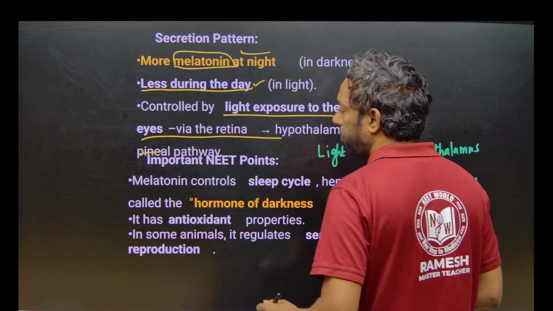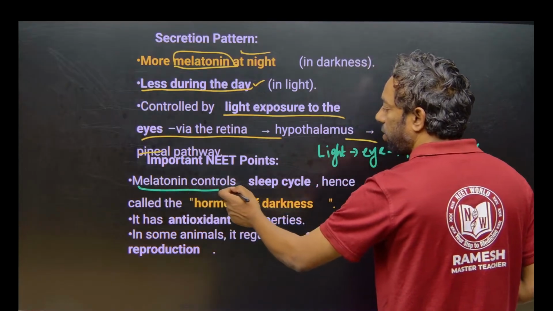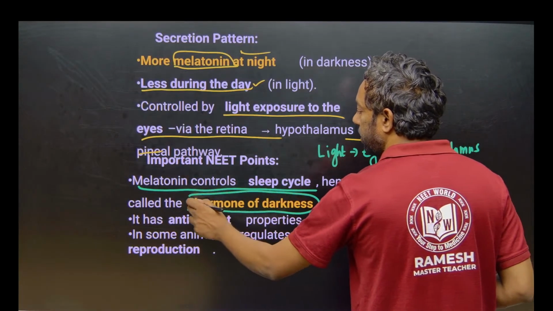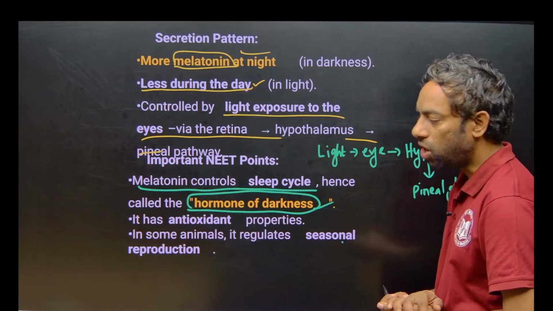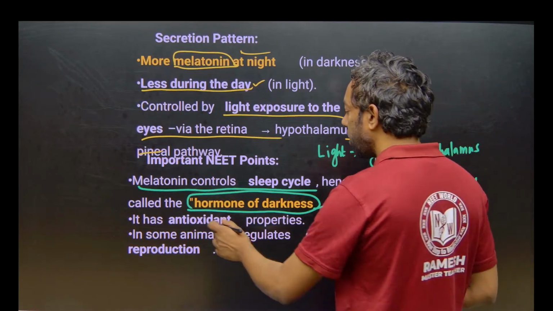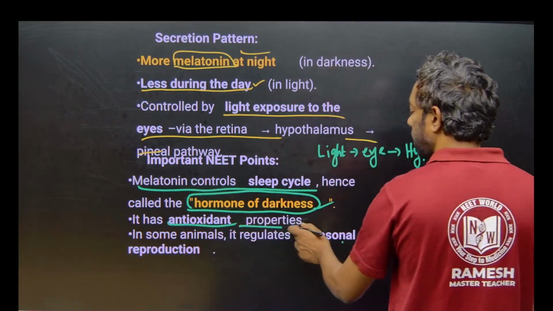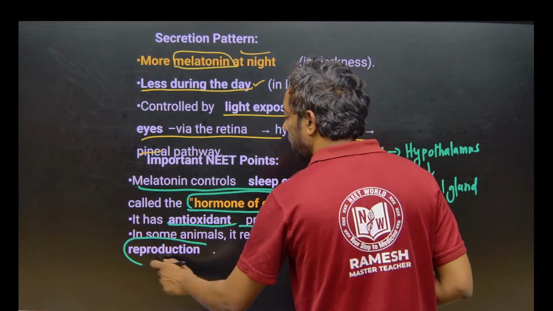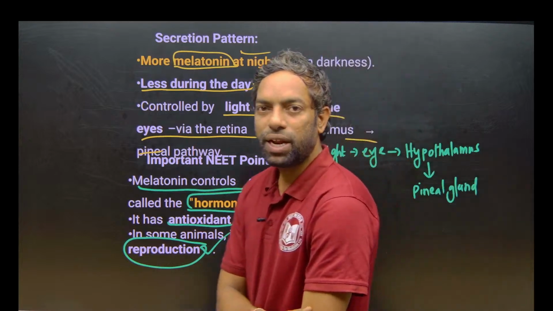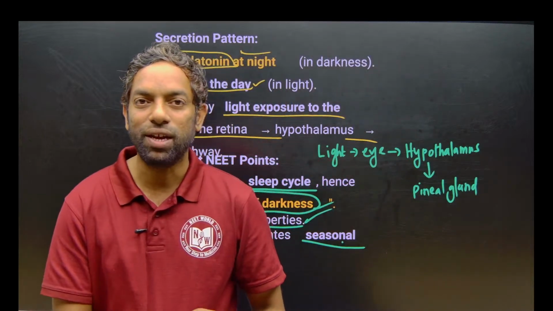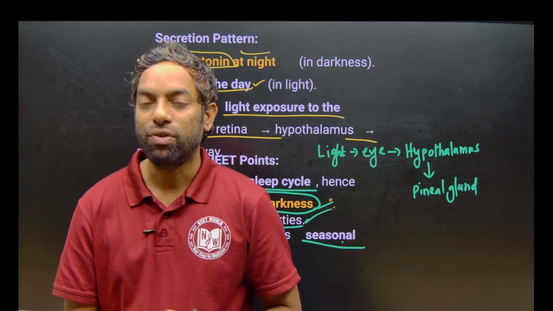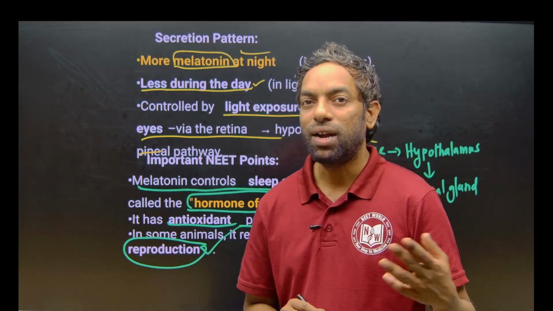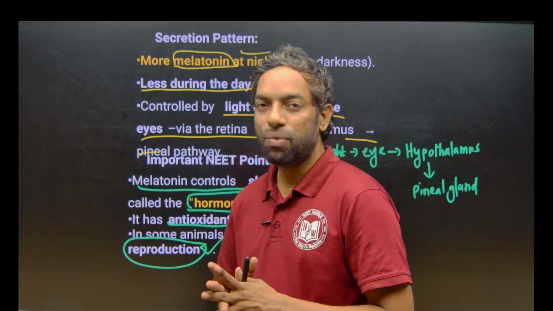Important points for NEET. It contains melatonin, which controls the sleep cycle, hence it is called the hormone of darkness. This is a NEET point. It has antioxidant properties. In some animals, it regulates seasonal reproduction. For certain species on the seashore, where there are tidal waves, during full moon time and half moon time they can regulate reproduction also.